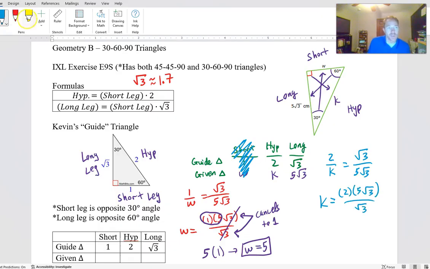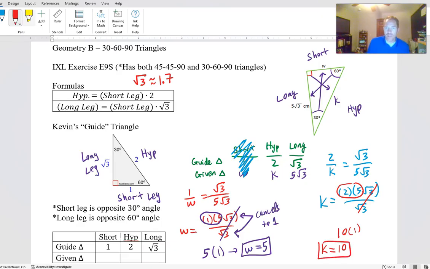So we're going to have something very similar happening here. We can multiply the 2 times 5. That's going to be 10. And square root of 3 divided by square root of 3 is 1. If you want, you could say 10 times 1. Or you could just say 10. That's it. That's what we've got there.